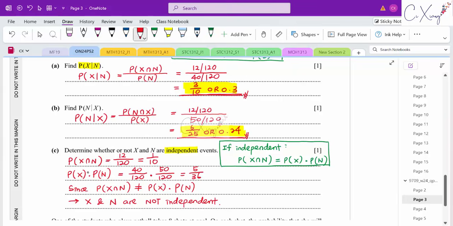In this solution, I think you need to really show clearly the value of these two probabilities, and you need to compare them before you can make any conclusion. All right, so this is how we get part C. Then let's have a look at part number D.